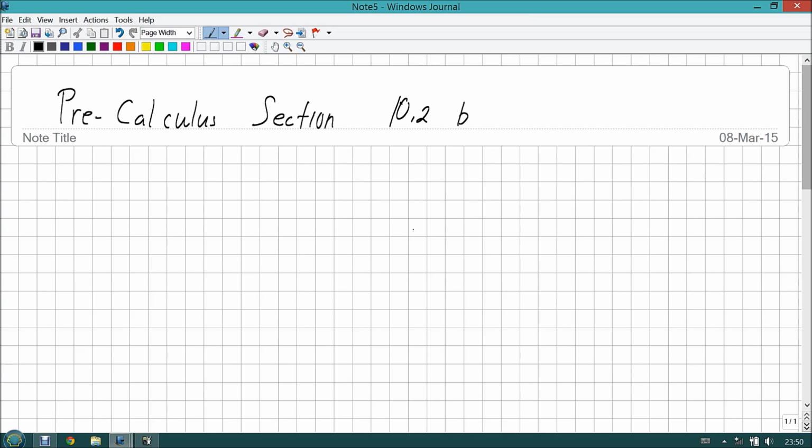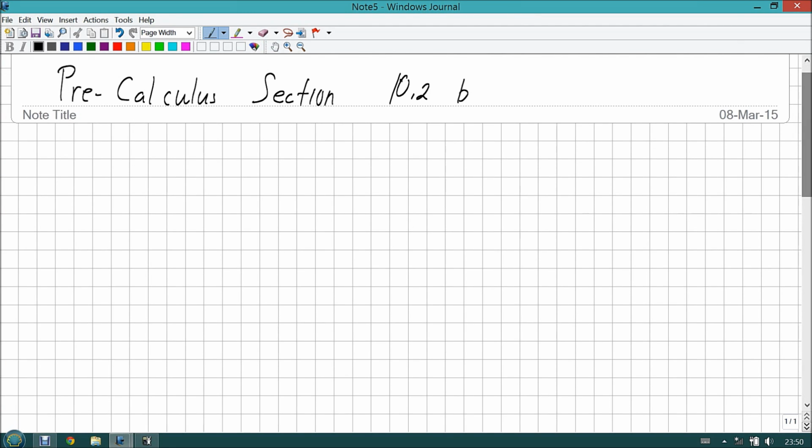This is going to be a rehash of section 10.2b. A rehash in that we're going to go over it again, and we're going to make sure that we have it down because, yes, this stuff can be difficult, but I think we can figure it out, and I think we can do really well with it.